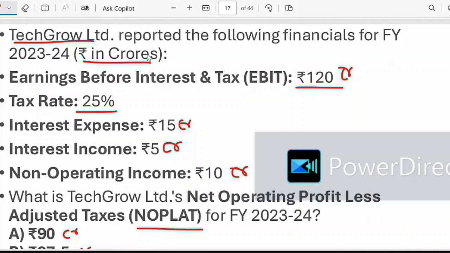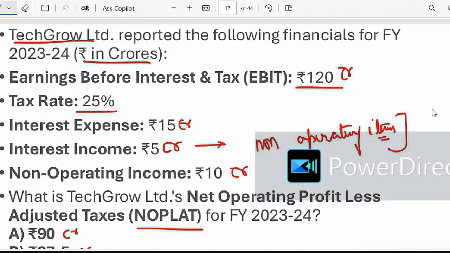So the question is NOPLAT. When we calculate operating profit, should we include or ignore a non-operating item like interest income? This interest income is a non-operating item. So tell me, should we include it or ignore it while calculating operating profit? If we include it, just type include, or if we ignore it, just type ignore.